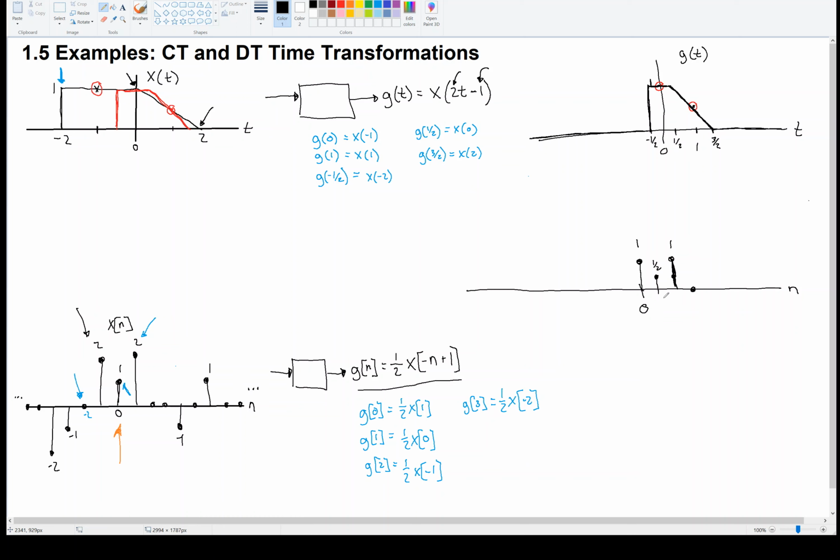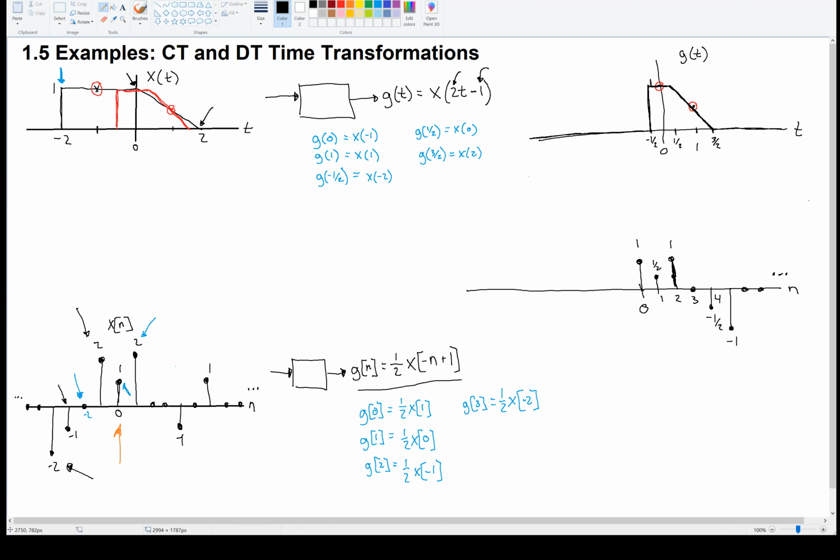The next sample, so this is 1, 2, 3. The next sample at 4 is going to be half of this sample here. So it's going to be minus 1/2. And the fifth sample is going to be half of this sample, which is minus 1. And we'll get zeros.